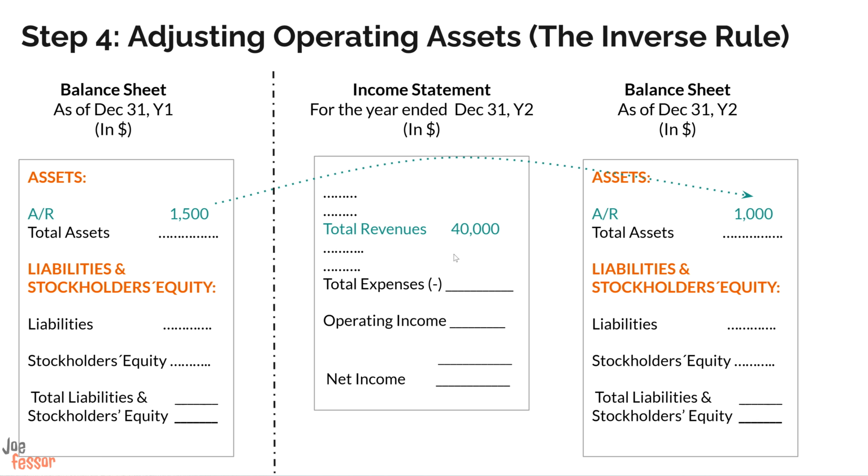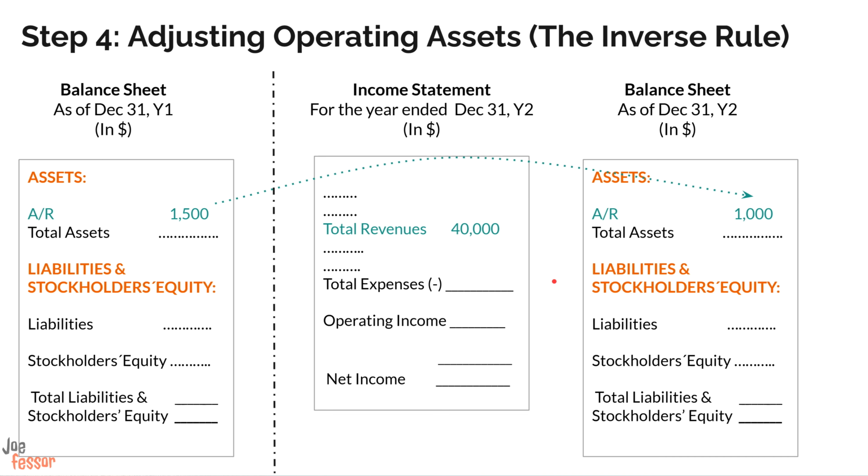This leads us to the fundamental rule for all operating assets. The relationship is inverse. If an asset balance increases, we subtract that amount from net income. And if an asset balance decreases, we add that amount back. This inverse rule applies to all key operating assets: accounts receivable, inventory, and prepaid expenses.